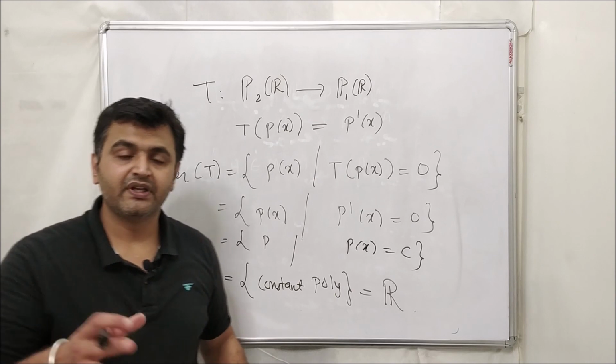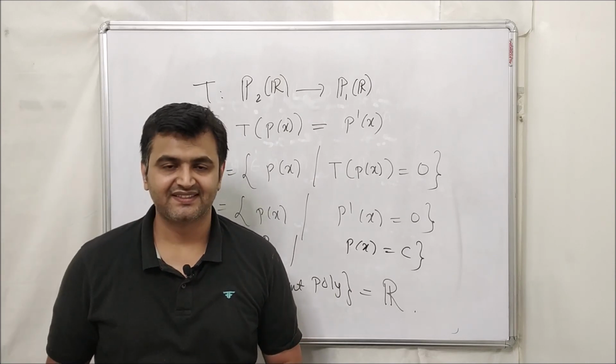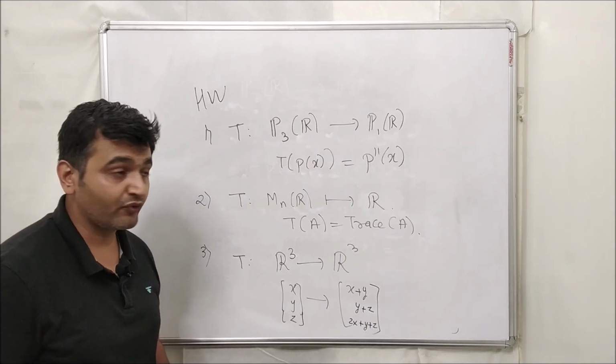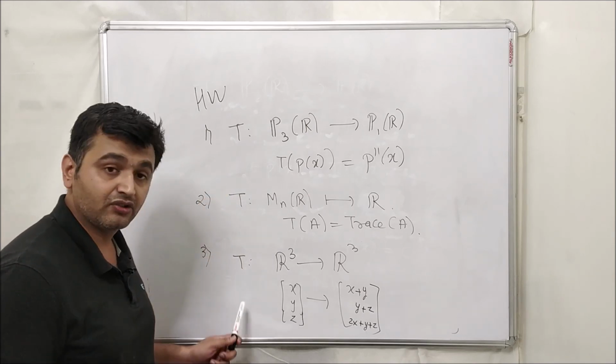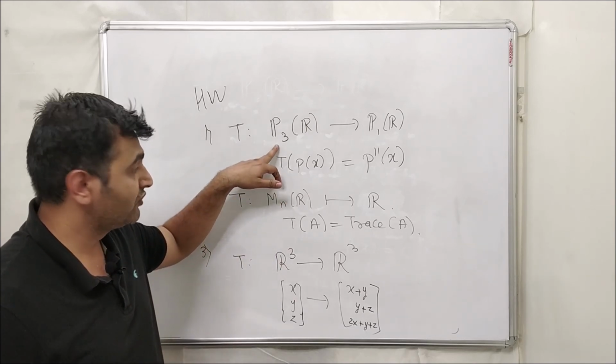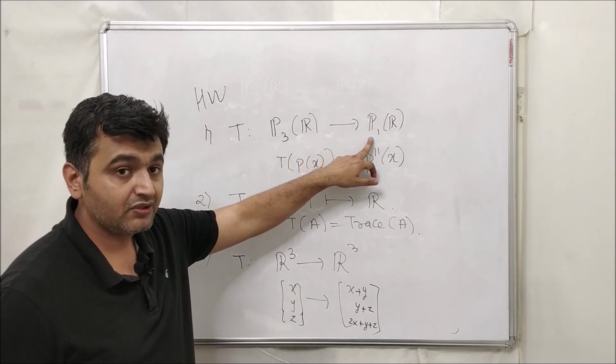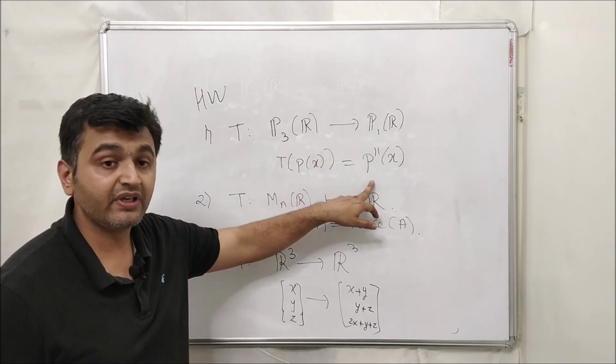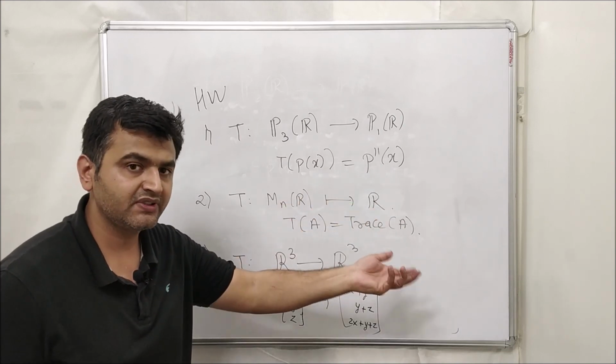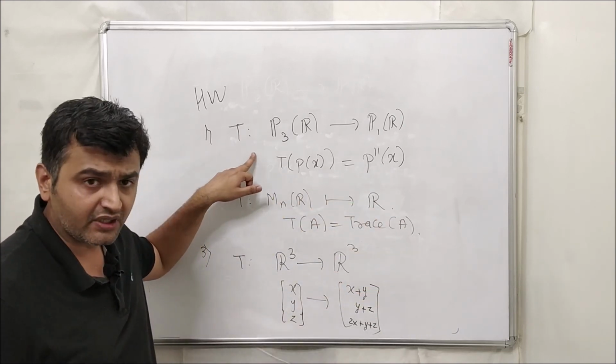Now let me give you some homework problems for your practice. Here are the 3 homework problems for you. You have to tell me the kernel in each case. What is this set? Set of all polynomials of degree less than or equal to 3, to polynomials of degree less than or equal to 1. The map is the double derivative. You are taking the derivative 2 times. It's a linear map. You have to tell me the kernel.